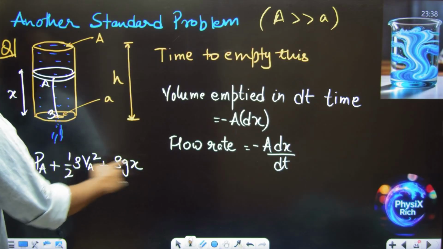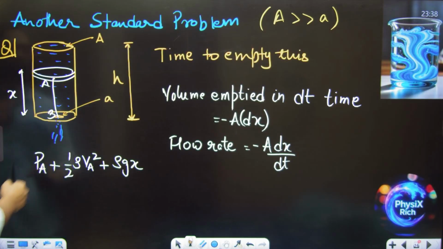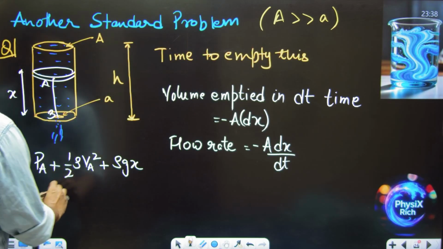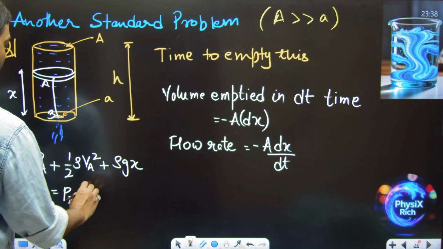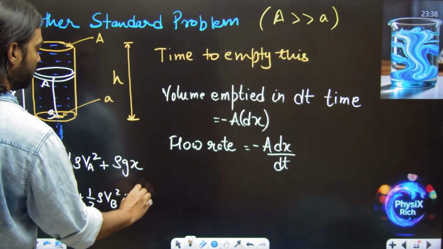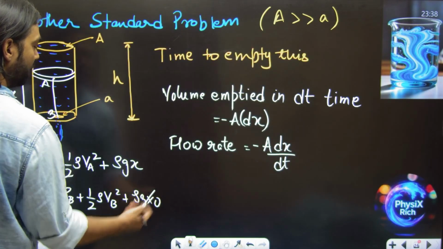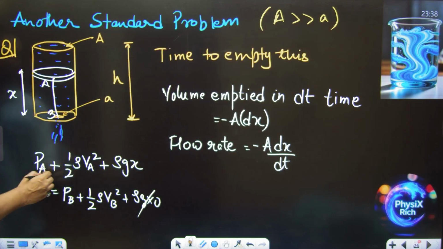This is Bernoulli's expression for the point A. Now this should be equal to pressure at point B plus half rho VB squared plus rho g height of point B, which is nothing but 0. So this is anyway gone. All right, so what is PA and PB?